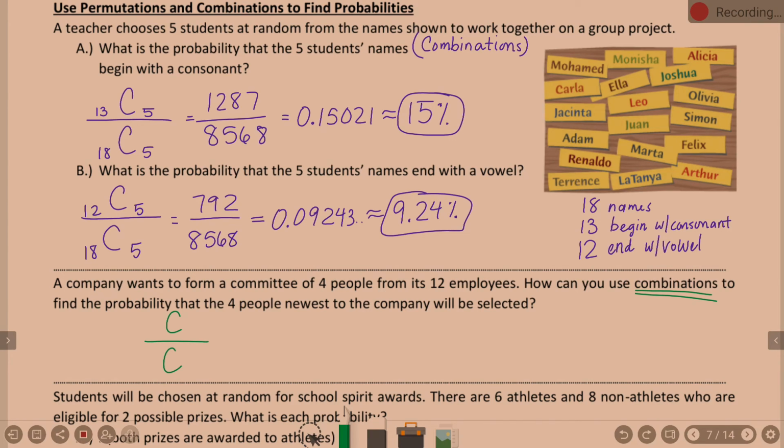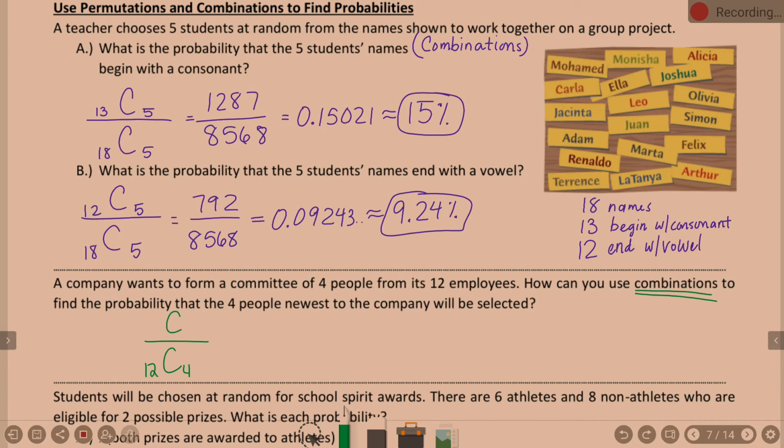Okay, so denominator. We're picking from the entire group. So how many are we picking for how many positions? We're picking from all 12 people to fill how many positions? 4. So the denominator is going to be the combination of picking from a group of 12 people, 4 at a time.